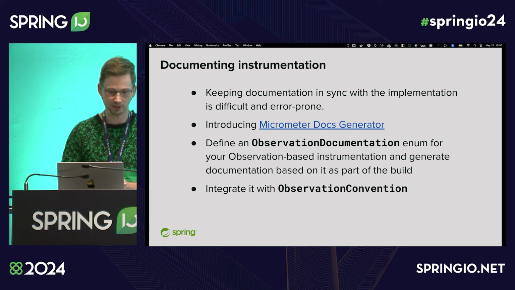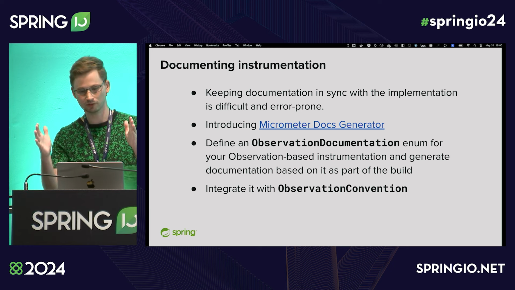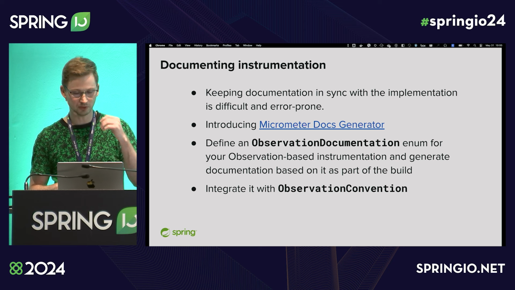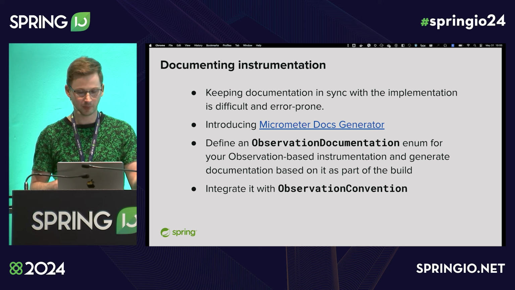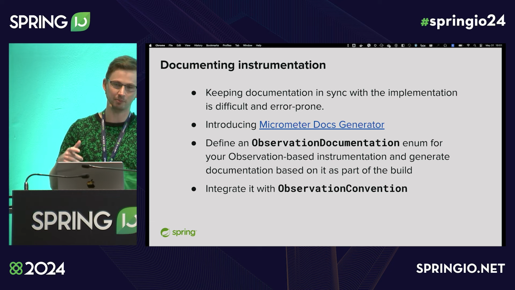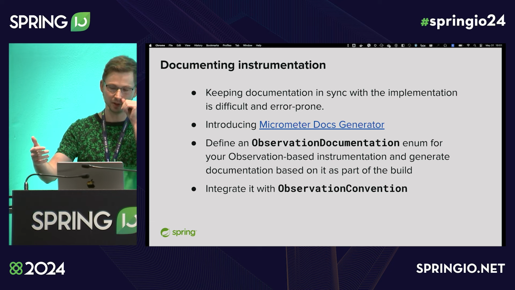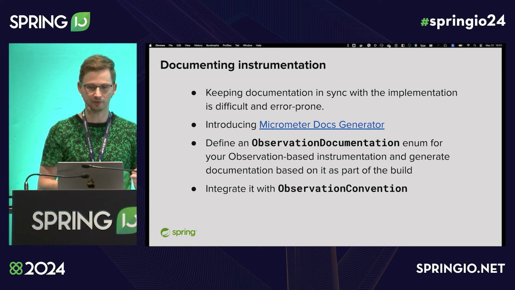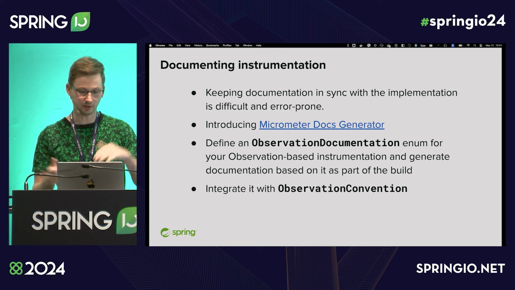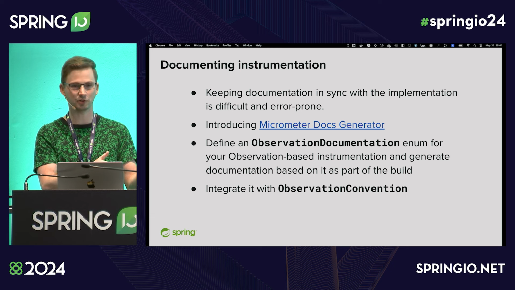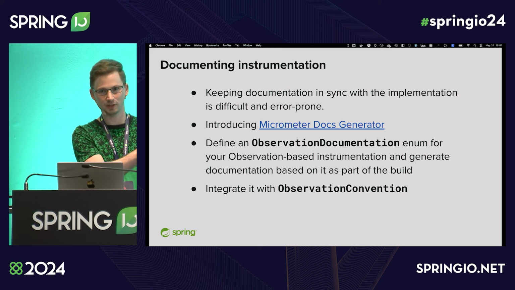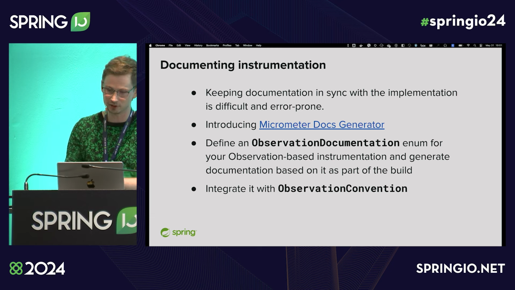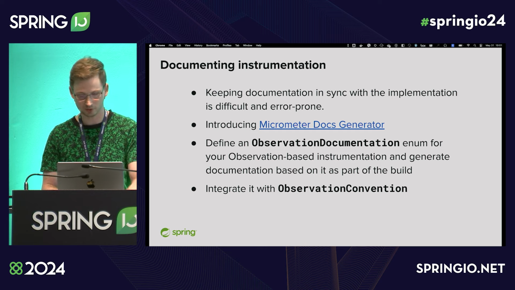And the way this works is there is an observation documentation that you need to define, and it's going to be defined as an enum, and then you are going to use, at build time, the Micrometer Docs Generator code to generate an AsciiDoc file that documents what is in that observation documentation. And of course, you need to make sure that you're actually using that observation documentation in the instrumentation, and so you integrate it with your observation convention.